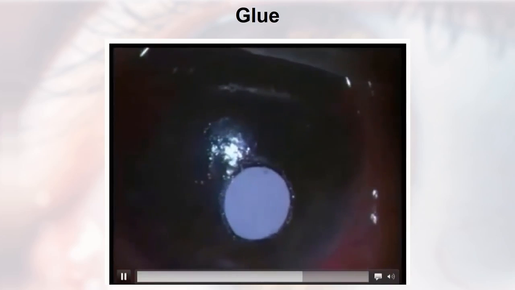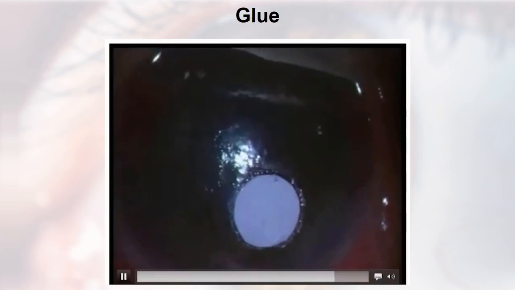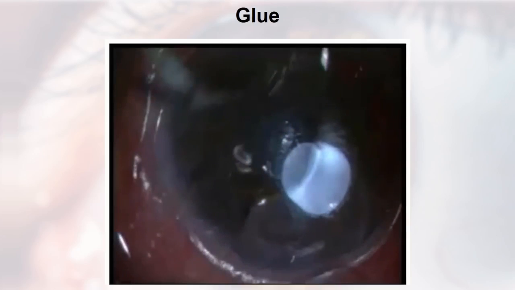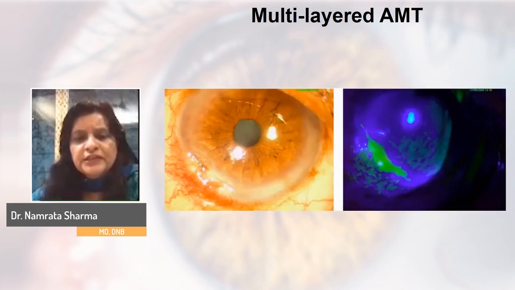Just put the cyanoacrylate glue and put the drape patch there. Put only one single blob of it. Don't put too much, because otherwise everything will tend to come with it. Now, amniotic membrane transplantation can be done.